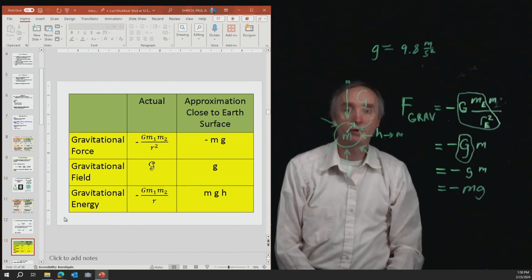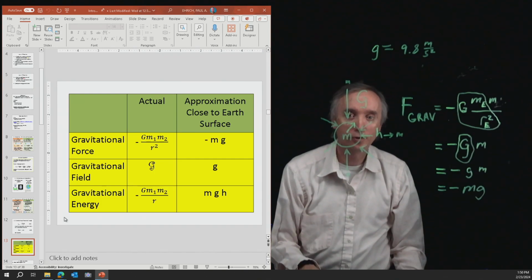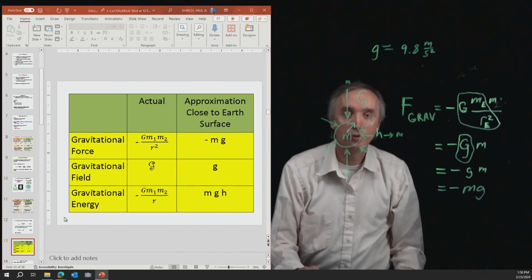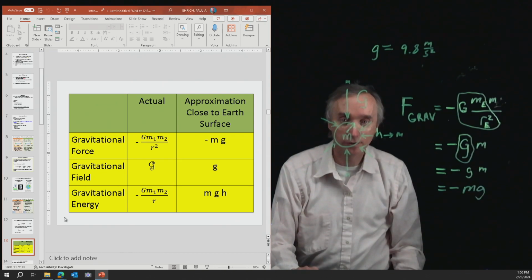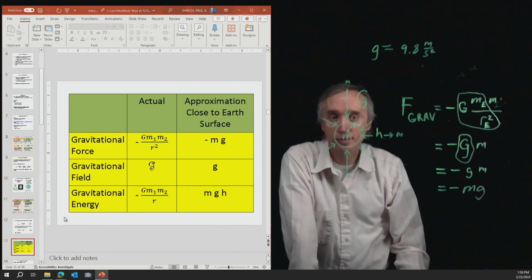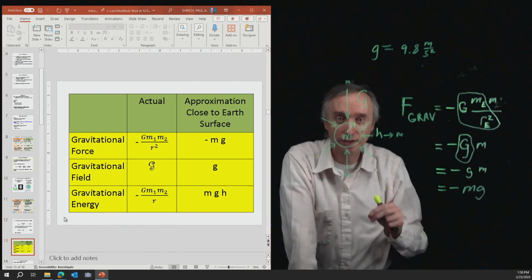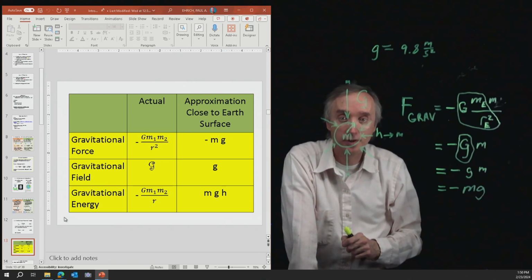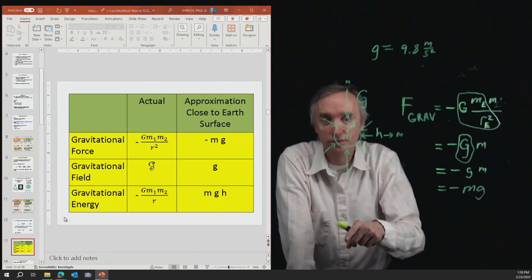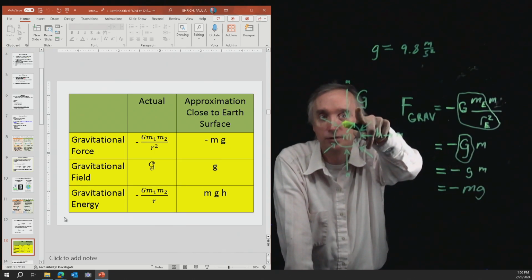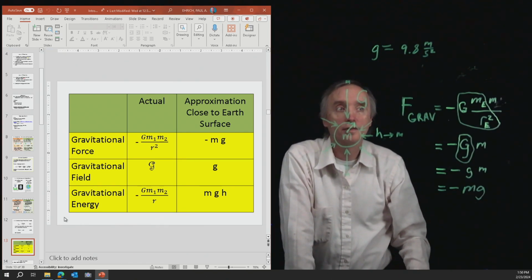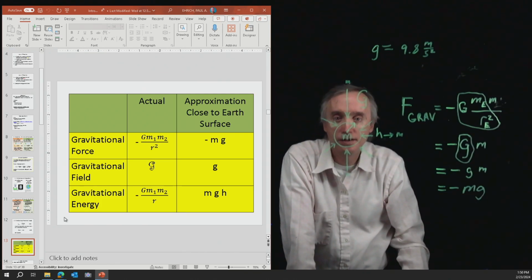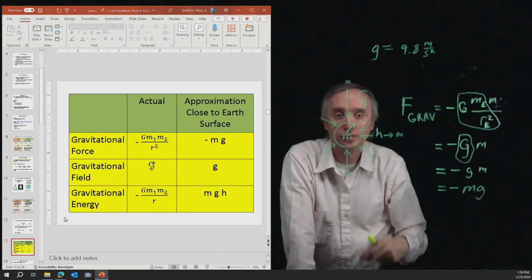All right, let's put this all together here. You have the actual formula for the force of gravity, which is force of gravity equals minus big G m1 m2 divided by r squared. But then you could approximate it as just being mg, where little g is the 9.8 thing. Similarly, the gravitational field, script g, becomes little g when you're close to the Earth's surface. And then that complicated formula for gravitational potential energy simplifies to mgh, again, when you're very close to the Earth's surface.